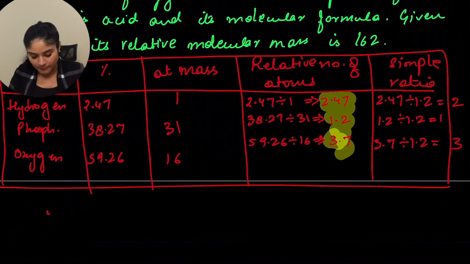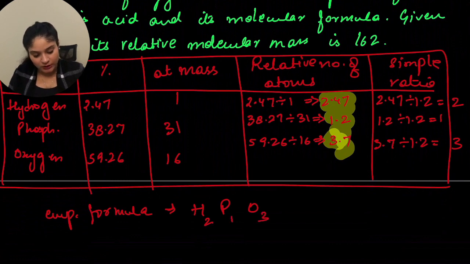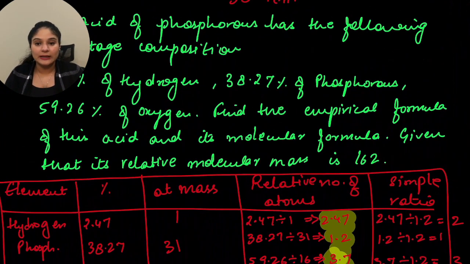Now if you make the empirical formula, you will have hydrogen, phosphorus, oxygen. So hydrogen is 2, phosphorus is 1 and oxygen is 3. So you are getting H2PO3. This is your empirical formula. Now let's come back to the question. So the first part of the question is done.